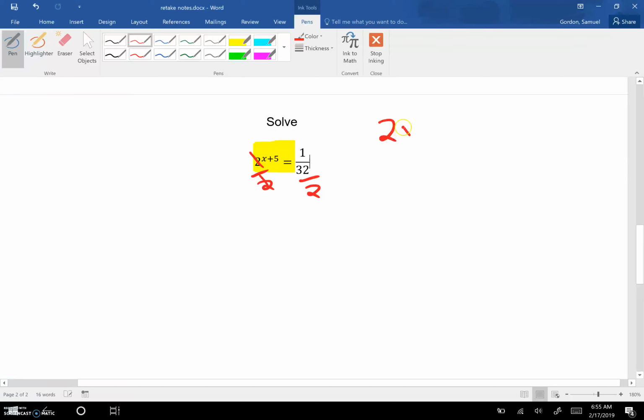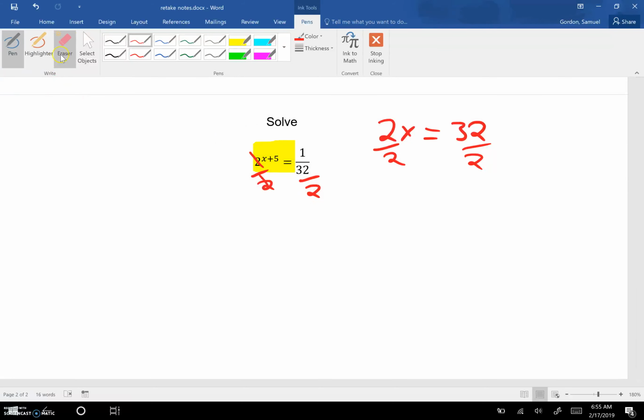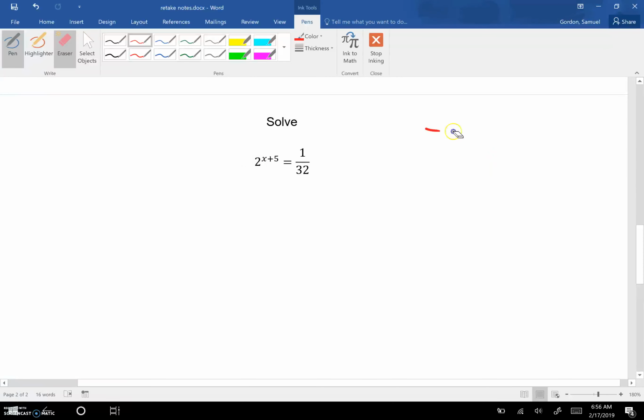If I had something like this, where x is not an exponent, go for it. You can divide both sides by 2. But because the x is actually an exponent, this is not going to work. There's a way to do it this way, but it's, I think, a lot more confusing than the way that I taught you. If you really want to learn how to do it this way, you can come see me, but I can almost guarantee you'll decide it's not worth it. Okay, so do not divide both sides by 2. That's not going to work.